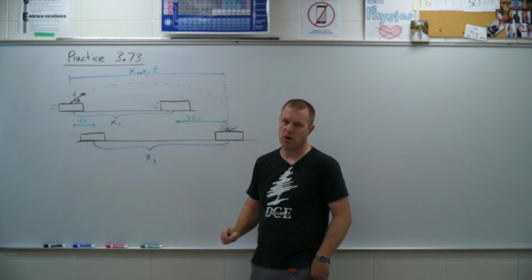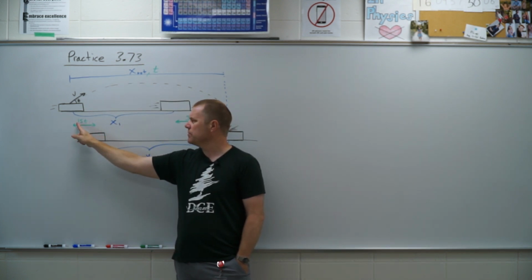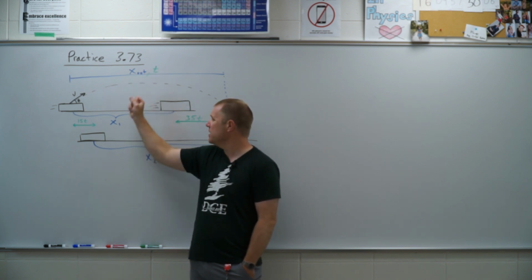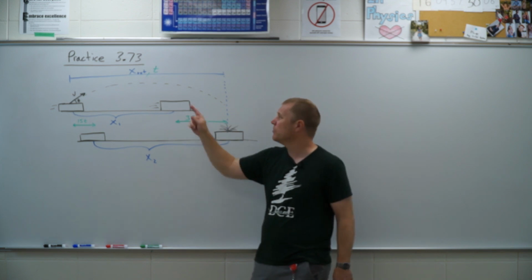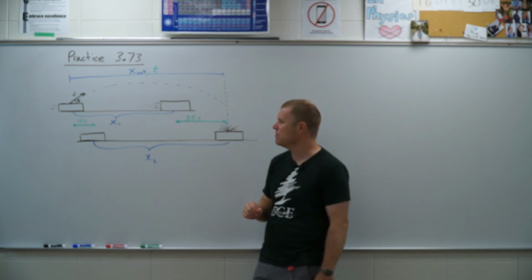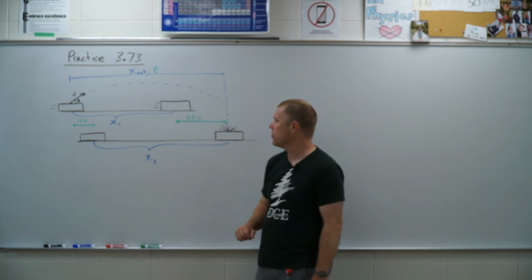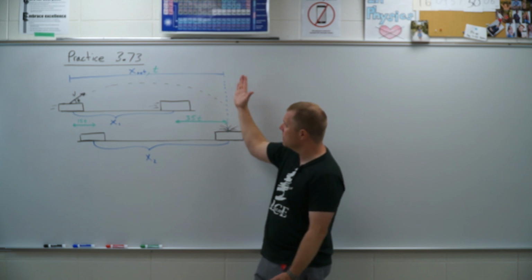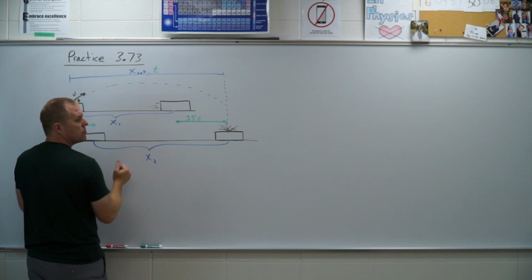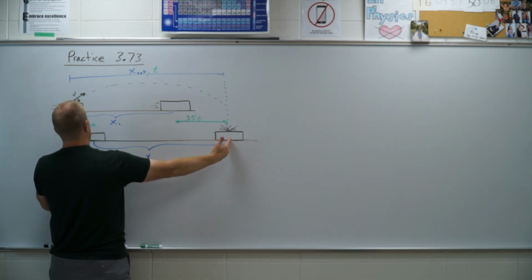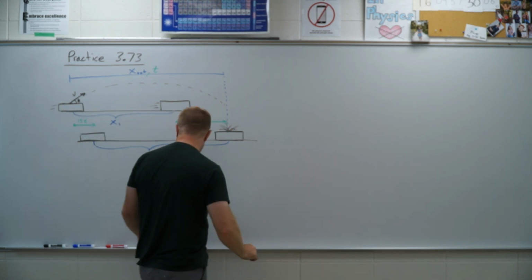I'm going to call that x total. During that time of flight, the first tank is going to move at 15 meters per second for that total time of flight, and the second tank is going to move at 35 meters per second times that time of flight t to give me how far that second tank moves. This little distance I'm going to call 15t, and this little distance I'm going to call 35t. So if I take x total and subtract off that 35t, I'm left with x1. Or if I take x total and subtract off this 15t, I'm left with x2. That's my strategy.